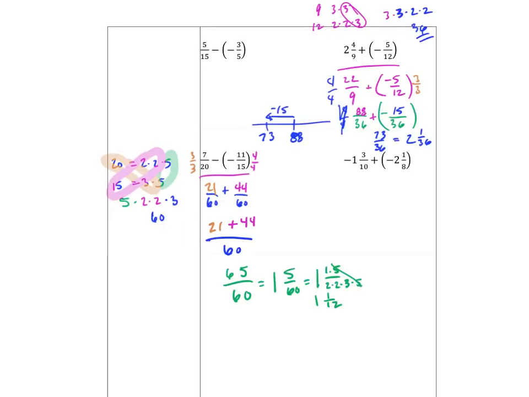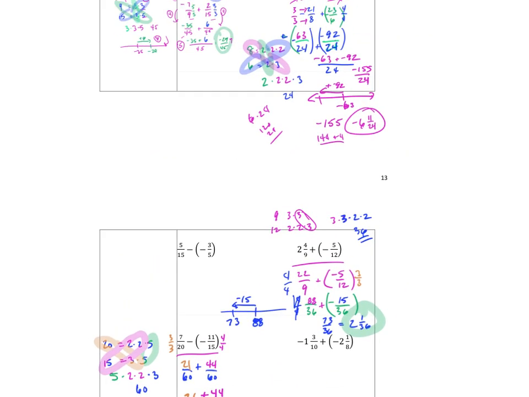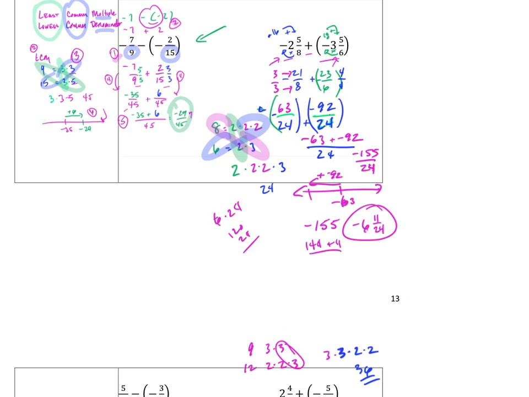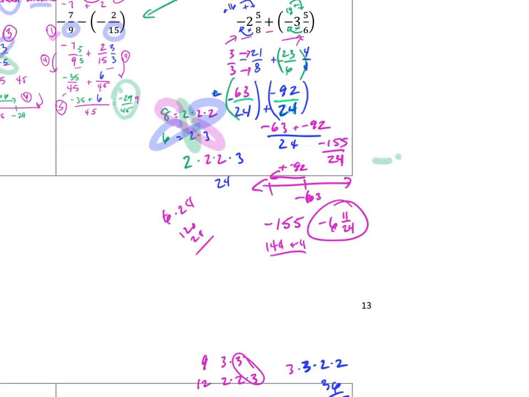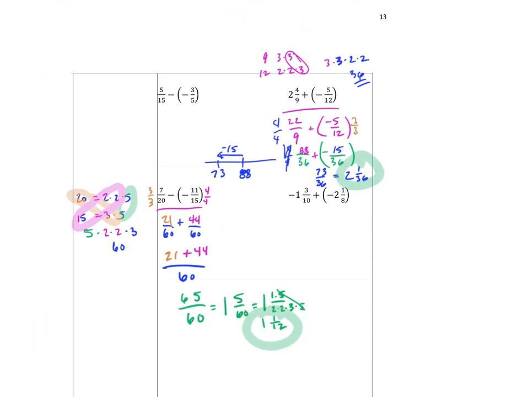Okay, so here's your two solutions. Should have gotten 1 and 1/12 and 2 and 1/36. Okay, if you got those answers, here's the question. When you look at this that I did over here, how could you have done this one different? And we'll talk about these other ones in class. Okay? All right. Good luck.